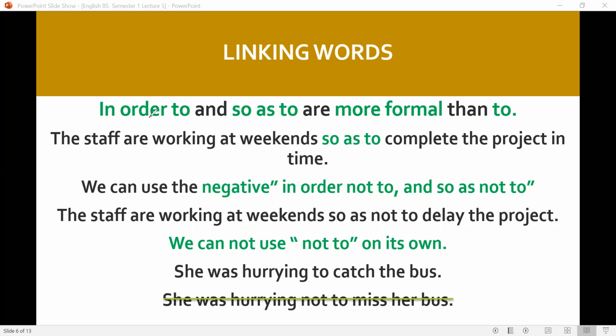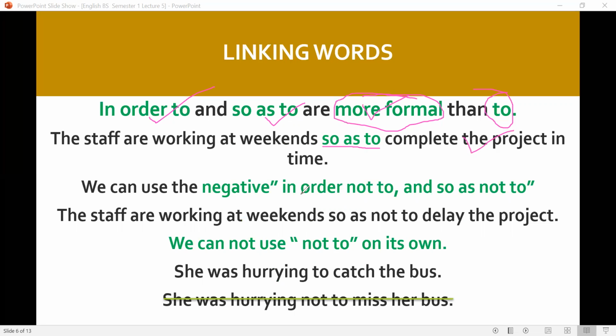In order to and so as to are more formal. They also tell the purpose, and they can be used in place of to. But these are more formal. In formal language, written or spoken, we replace to with these two. The staff are working at weekends so as to complete the project in time. This is the reason why they have to work.